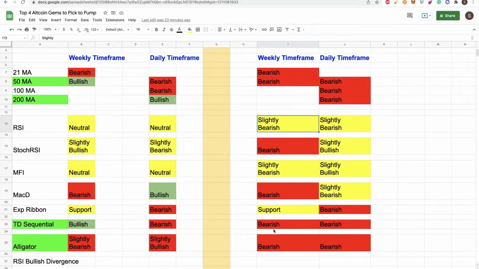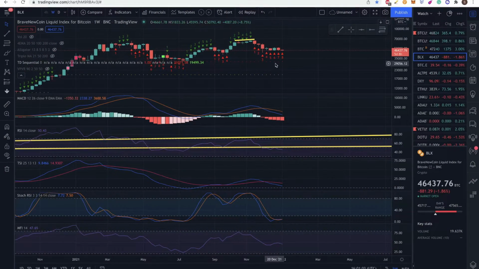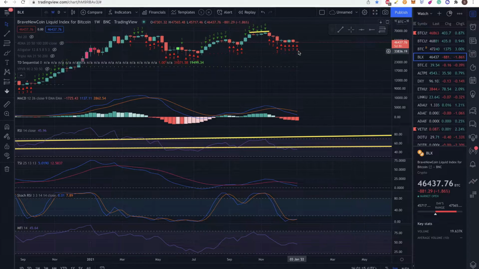And the bad thing here is that the TD sequential marked some bullishness last week, but now it's bearish again, the same as the alligator. So let's check that. You can see here how we marked from 1 to 8. Last week we were almost marking some bullish number, but that changed. So the TD sequential goes from 1 to 9. So we could have one more week bearish.